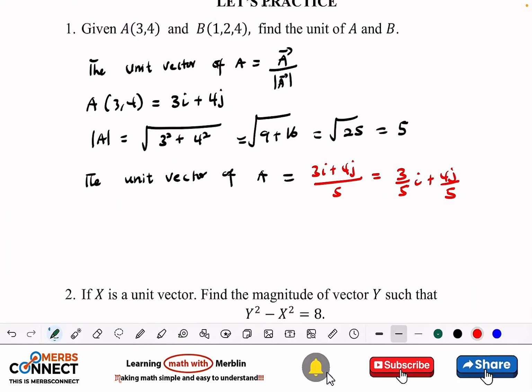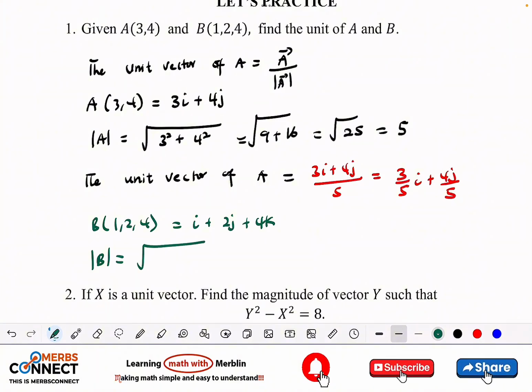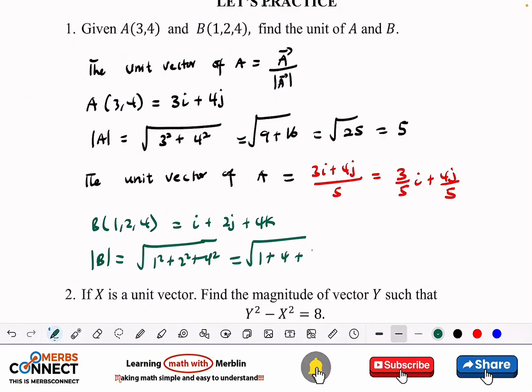Let's do the last one here. Now we are looking at B. So B is 1, 2, 4. So this is going to be i plus 2j plus 4k, right? So we just need to add the directions to it. Then we need to find the magnitude of B. So root of 1 squared plus 2 squared plus 4 squared. So what are we going to get? 1 squared is 1, 2 squared is 4, and then 4 squared is 16. So this is going to give us root of 21.